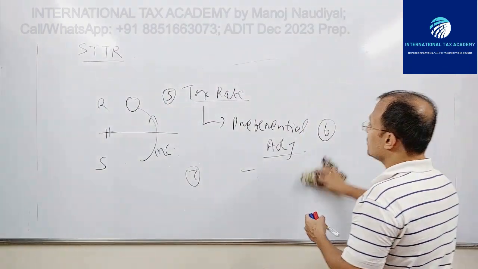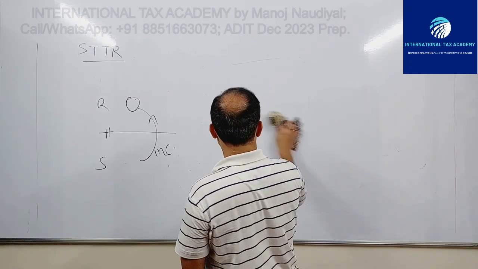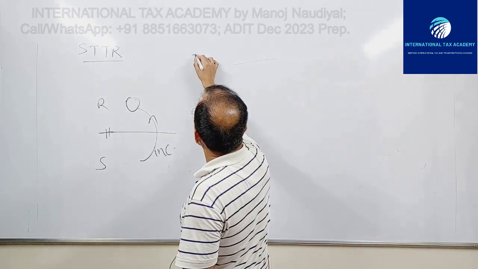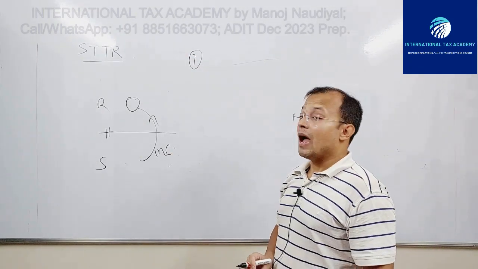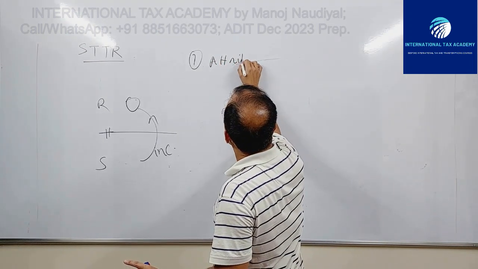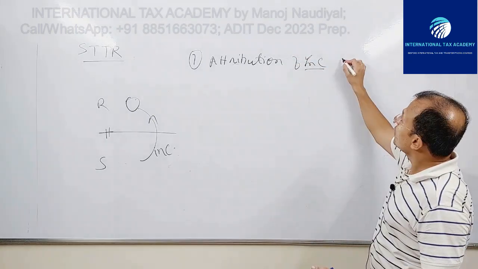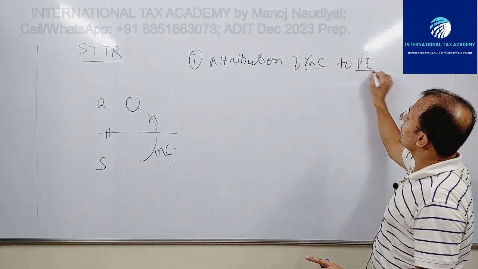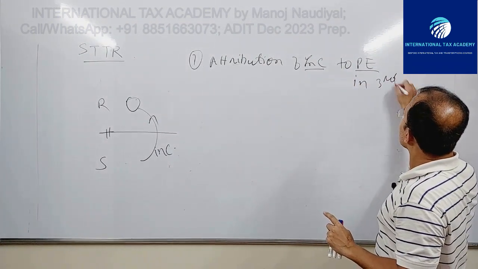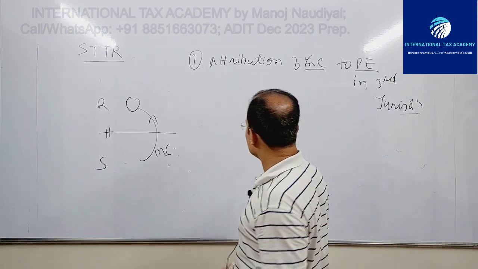Paragraph 7. Attribution of income to PEs, permanent establishments, in third jurisdictions.